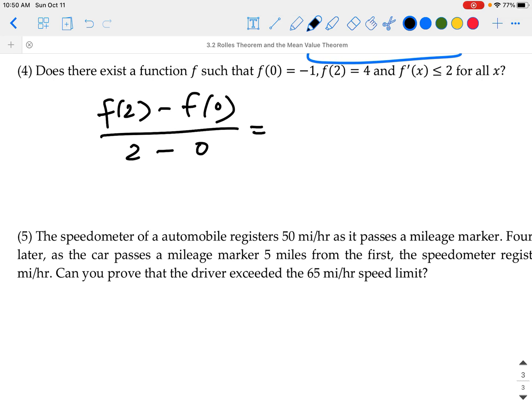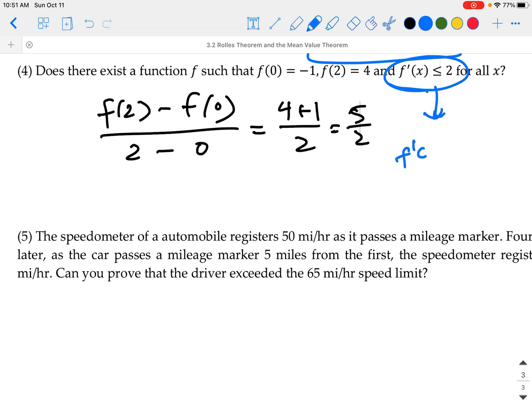So if that's our slope between, let's see what we get. So we're going to get 4 plus 1 over 2 is equal to 5 halves. So if this function existed, and we'll assume it's continuous and differentiable, then this statement could not be true, right? Because f prime of c would have to equal 5 halves somewhere on the interval 0, 2.